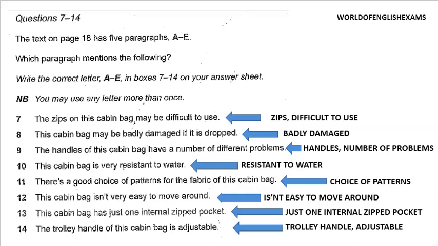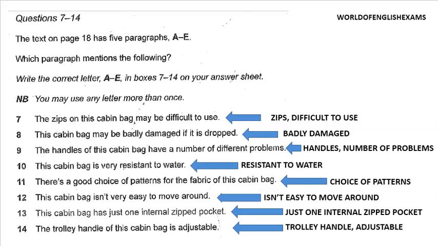Then next one, this cabin bag isn't. Guys, here comes the clue, isn't, which means it is a negative statement. This cabin bag isn't very easy to move around. If you are not underlining the word isn't, then you are definitely going to get the wrong answer. So what does it say? It is not easy to move this bag around. That means it is very difficult to hold this and move this. Okay, wonderful.